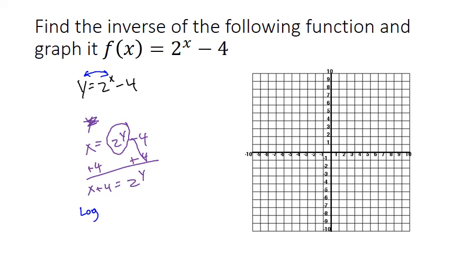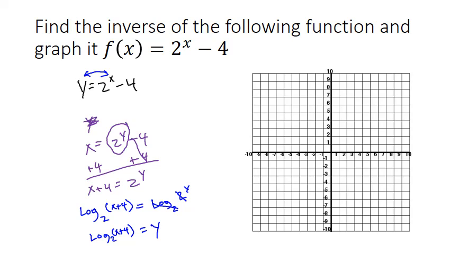So this is going to look like log base 2 of what we already had, which was x plus 4, equals log base 2 of what we already had on that side, which was 2 to the y. We know that log base 2 and a base of 2 are going to basically eliminate each other. So that means that now we just have that y equals log base 2 of x plus 4. Let's go ahead and try and graph this now.